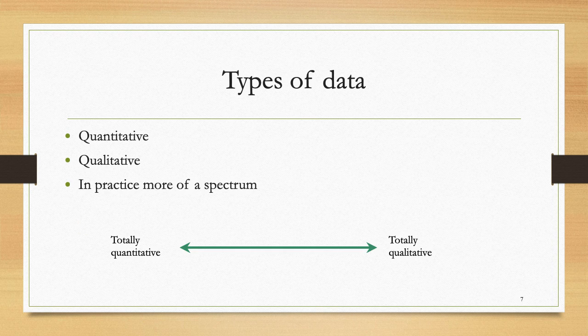So if we check types of data, we have quantitative and qualitative. You can think about a spectrum where it is totally quantitative or totally qualitative, and my advice, especially for the PhD students, is to use both approaches. I uploaded some examples for you, examples of quantitative research and qualitative research. The links are available on Moodle.